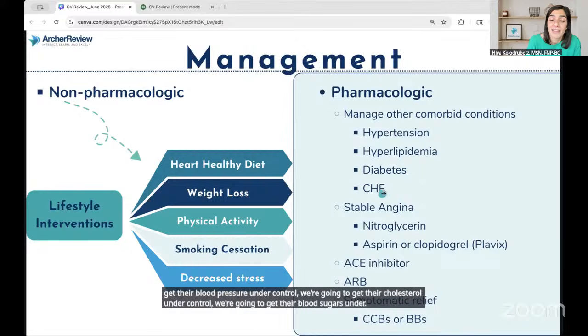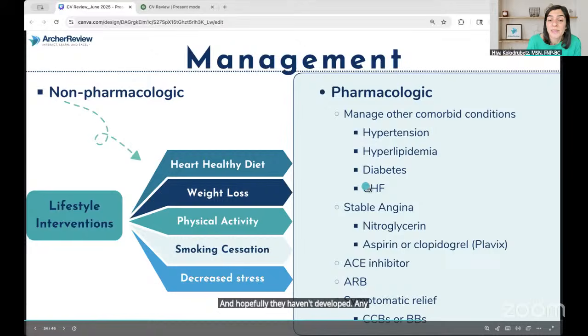And hopefully they haven't developed any other issues like heart failure or any ischemia.